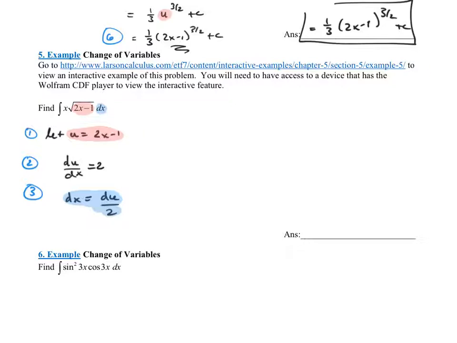We are now on step 4, which is substituting back in. When I do that, I'd have the integral of x times, instead of the square root of 2x minus 1, u to the 1/2. Okay, there's u to the 1/2. And then instead of dx, it would be du over 2.